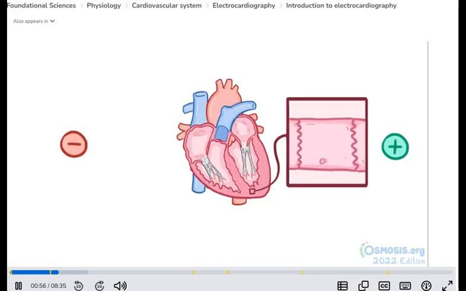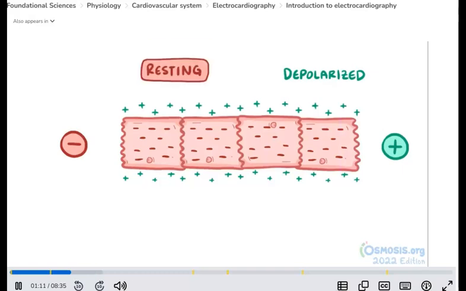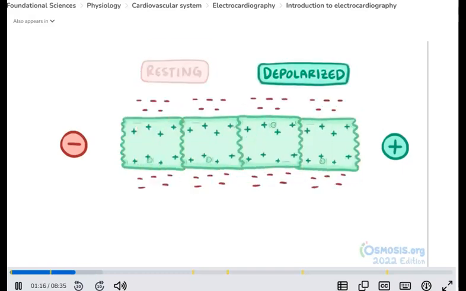Remember that at rest, cells are negatively charged relative to the slightly positive outside environment, and when they depolarize, the cells become positively charged, leaving a slightly negative charge in the outside environment. So let's say that when this set of cells is at rest, they're red, and then they turn green as the wave of depolarization moves through them.